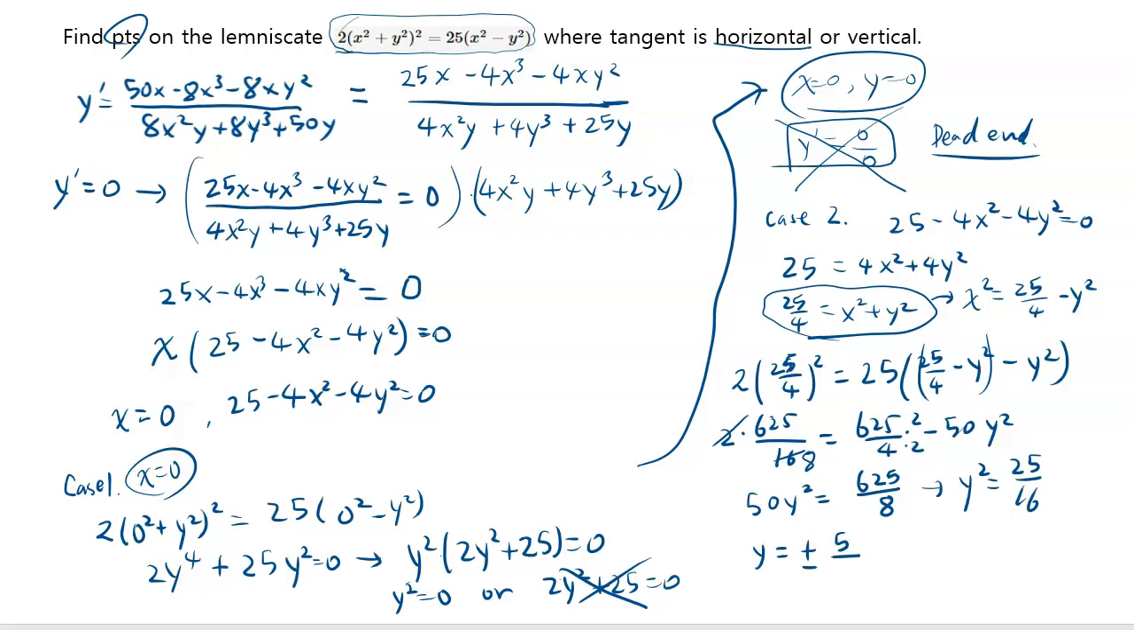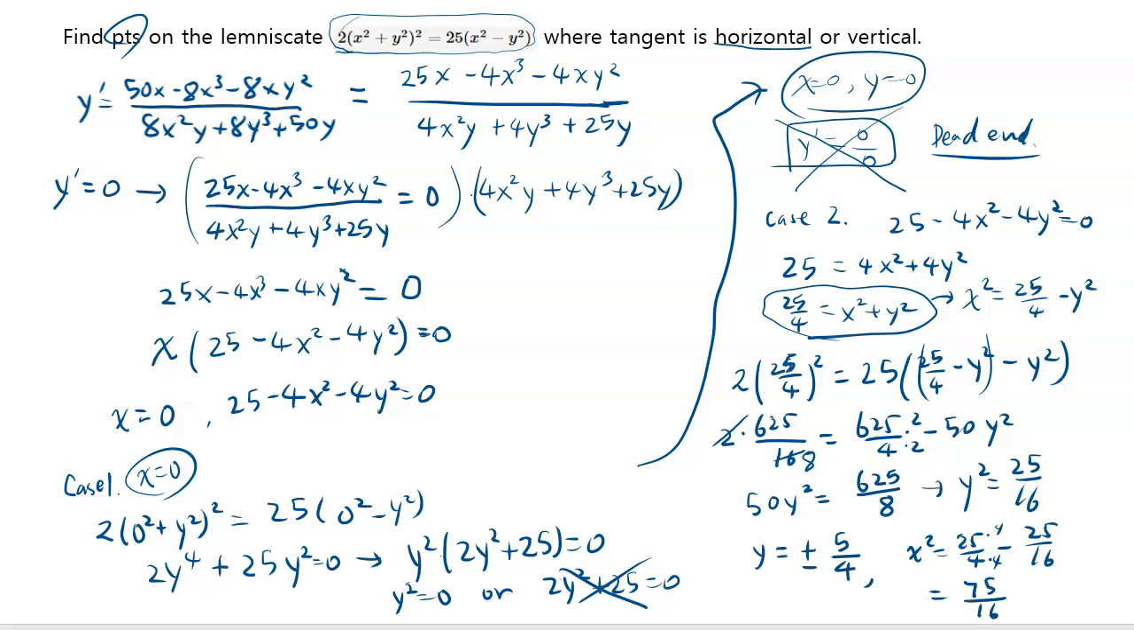Square root of 16 is 4. Now, we can't stop here. We have to find x. Remember, x squared is 25 over 4 minus y squared, but y squared is 25 over 16. Now, if we multiply 4 top and bottom, then this will be 100 minus 25, which is 75 over 16.